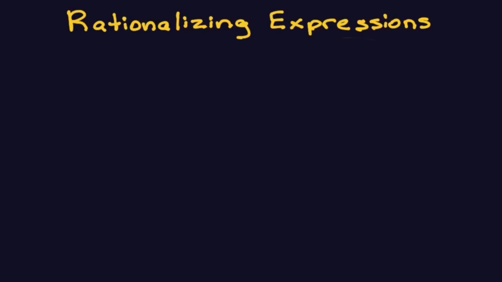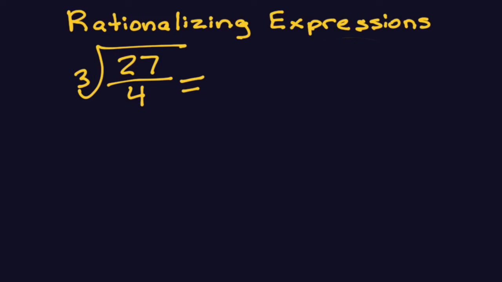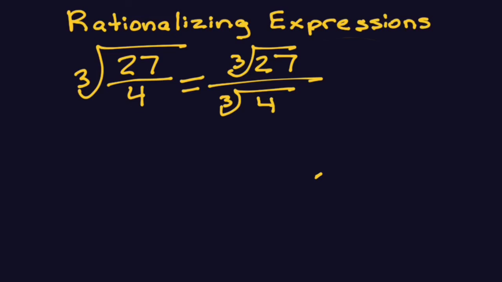Okay, let's do one more problem. Let's say we had the cube root of 27 over 4. Now we can do what we did with the square roots. We can do the cube root of 27 over the cube root of 4. The cube root of 27 is 3. So we have 3 over the cube root of 4 right here. Now, the cube root of 4 is still a radical, right? So the expression isn't rationalized.